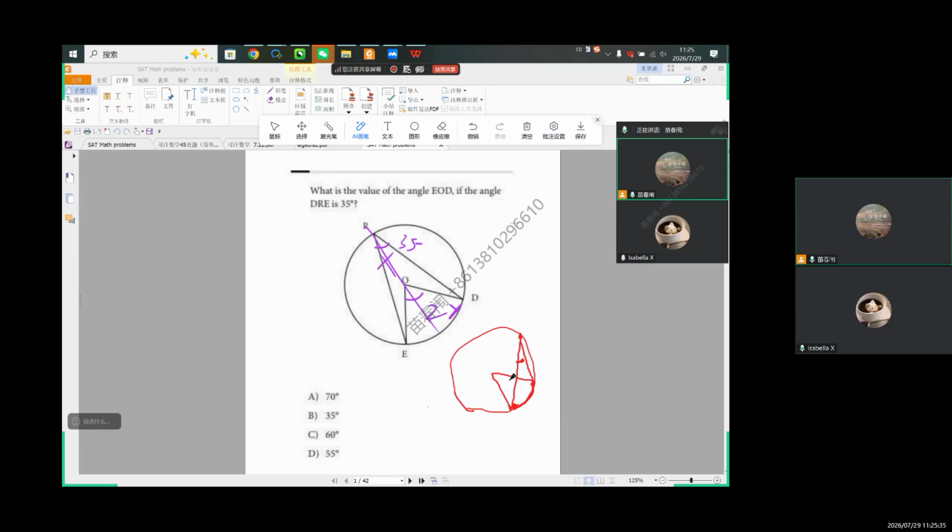So central angle, this is actually kind of easier. If this one is alpha, this one will be 2 alpha, right? Because they are having the same arc, right? They have the same arc.